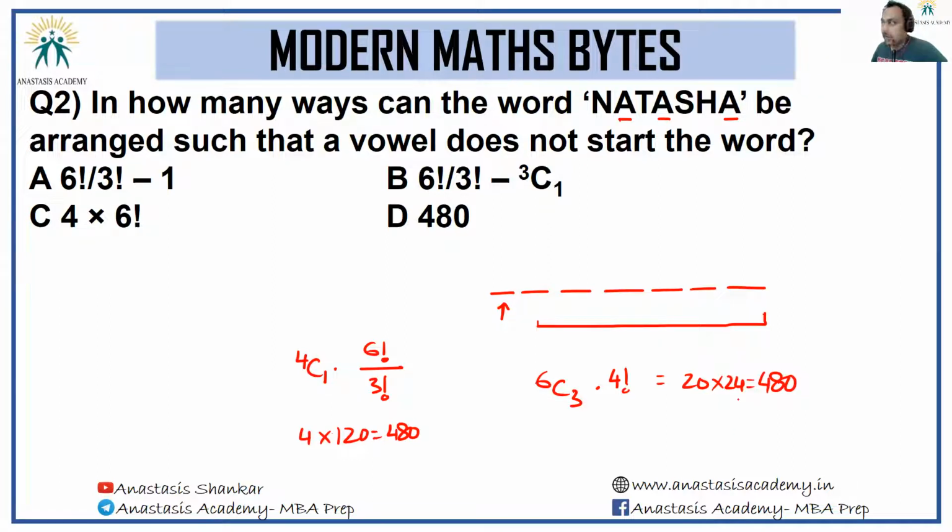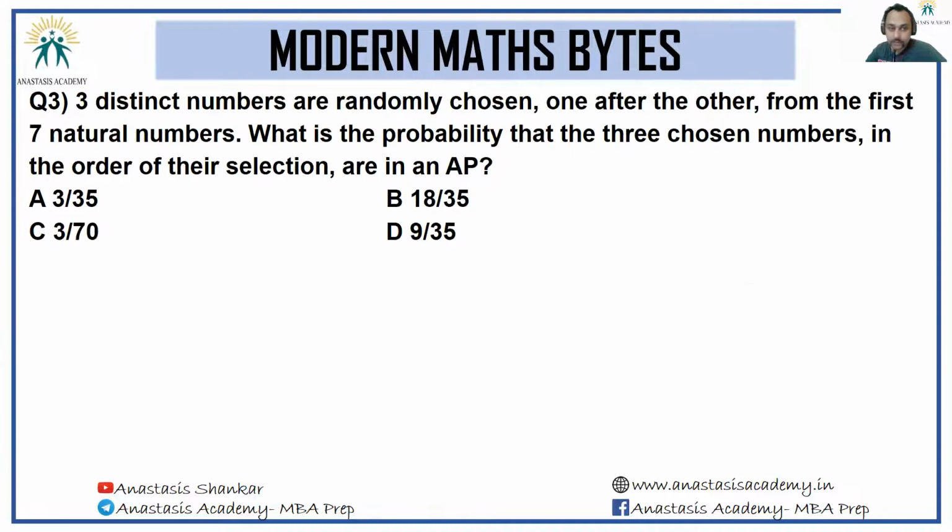This is the beauty of modern maths, or PNC in particular. There are multiple ways to reach the answer. You can either come by this way or by this way. In either case, of course, answer D is the right one.